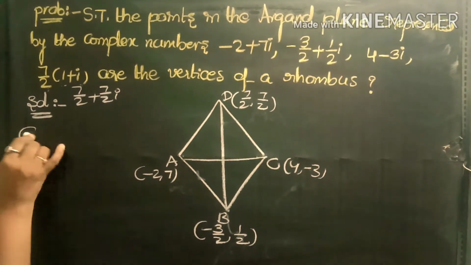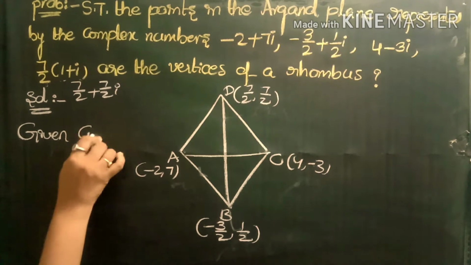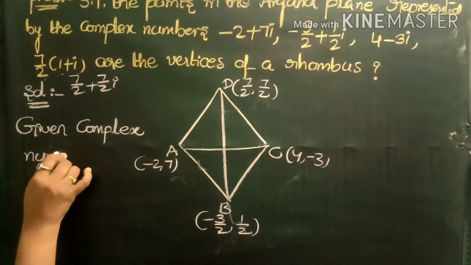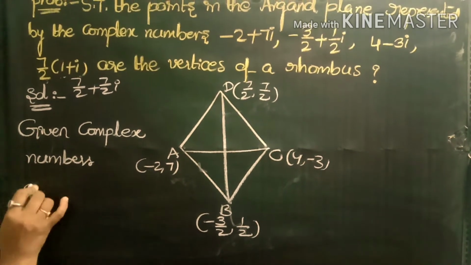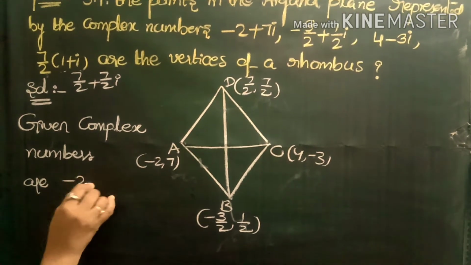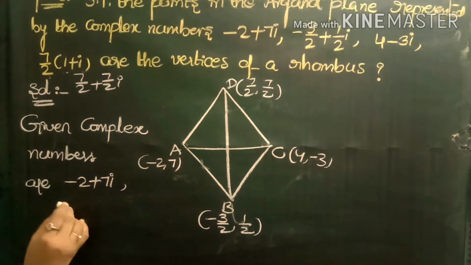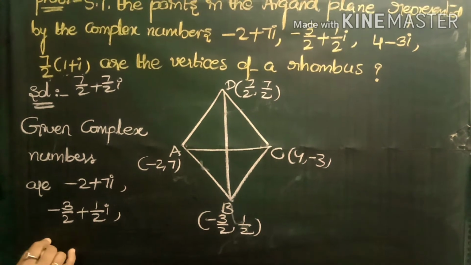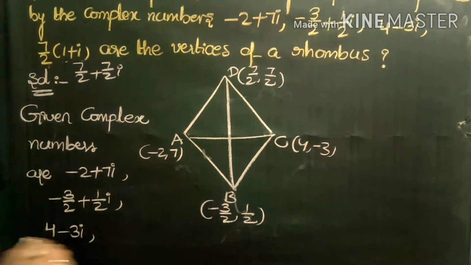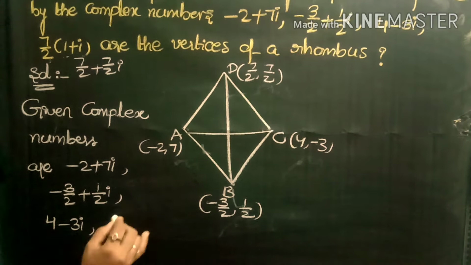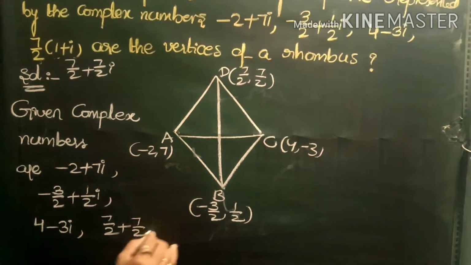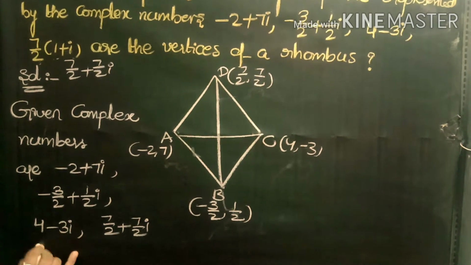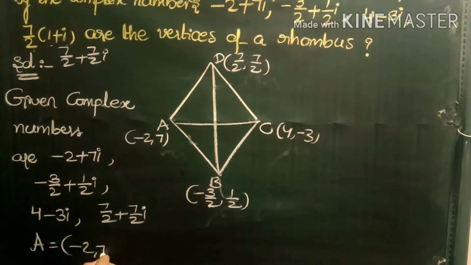So first we are writing the given complex numbers here. Given complex numbers are: first point minus 2 plus 7i, second one minus 3 by 2 plus 1 by 2 into i, third point 4 minus 3i, and the last point 7 by 2 plus 7 by 2 into i. Now converting into point form, first point A equals minus 2, 7.